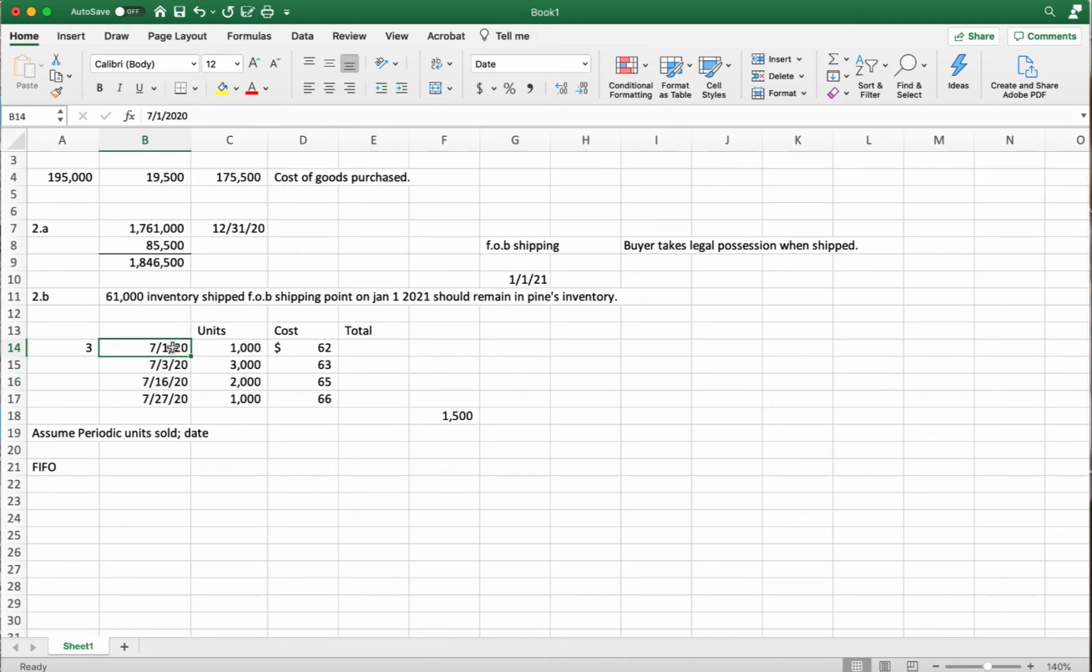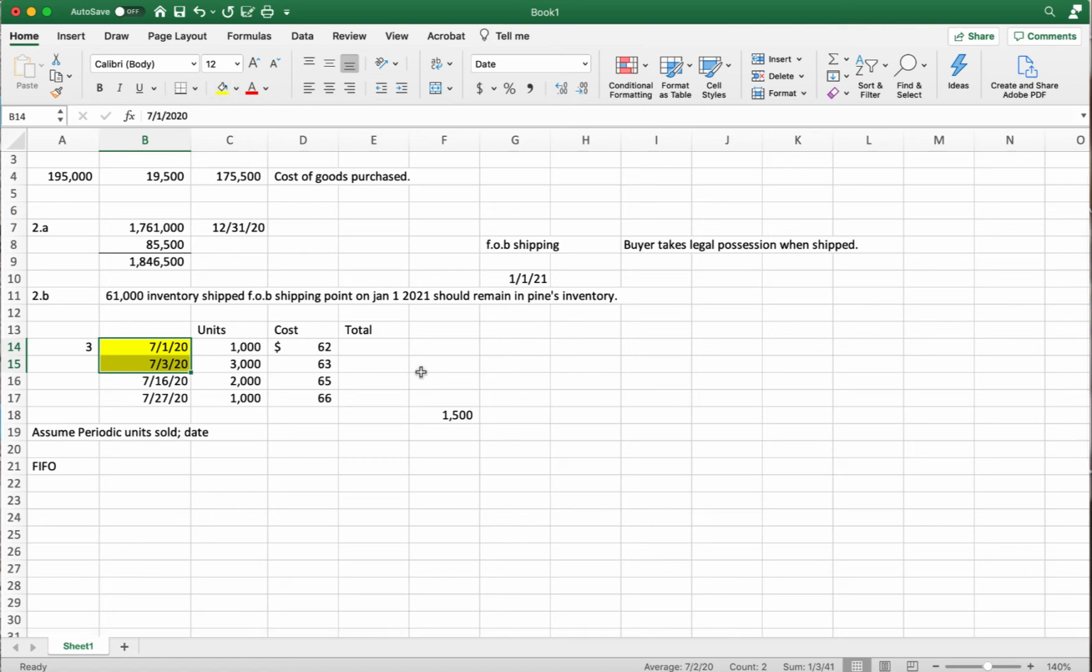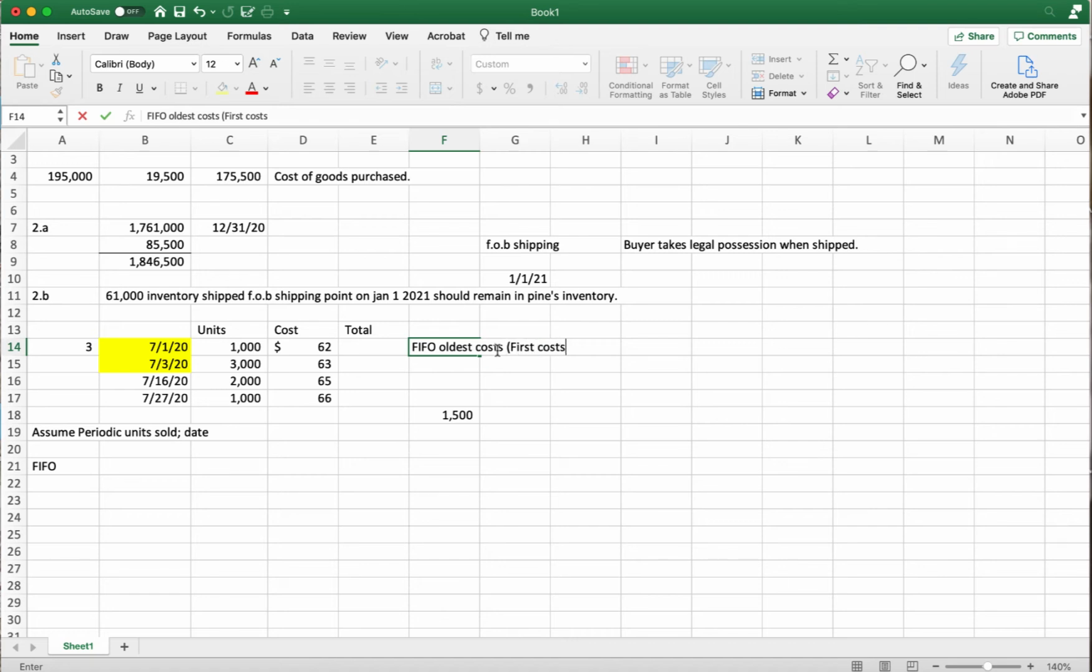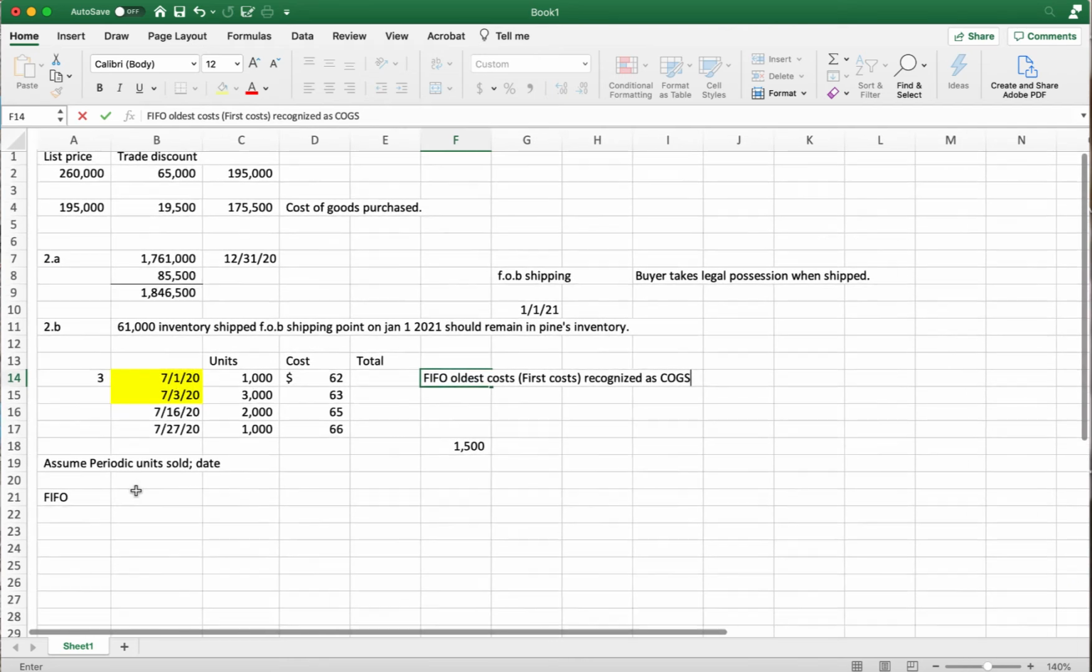Actually, I'm just going to highlight the first two, okay? Since it's FIFO, our oldest costs, or first costs, are going to be recognized as cost of goods sold, okay? Our newer costs, or the most recent costs, are going to be part of our ending inventory.